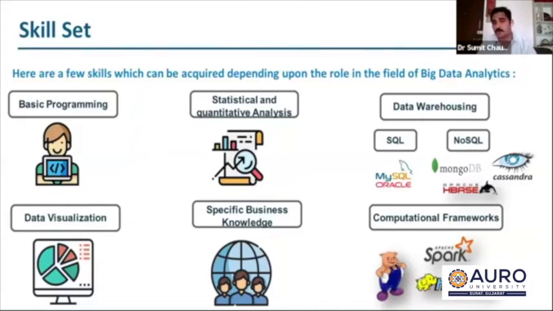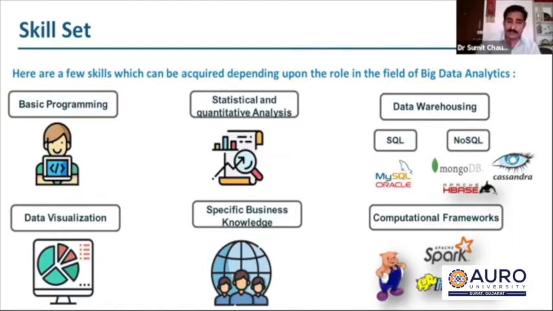Like I told you, SQL is related to structured data, NoSQL is related to unstructured or semi-structured data. So for SQL we must know MySQL or Oracle. For NoSQL we must know Apache HBase, Cassandra, MongoDB. Different tools are there that one must know for data warehousing.